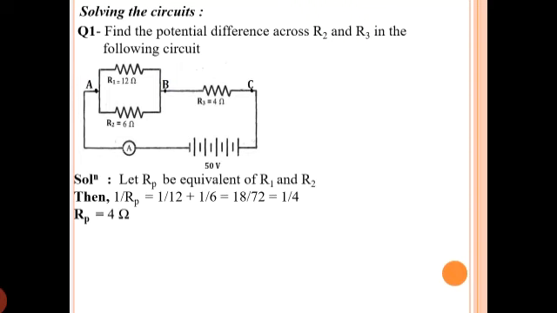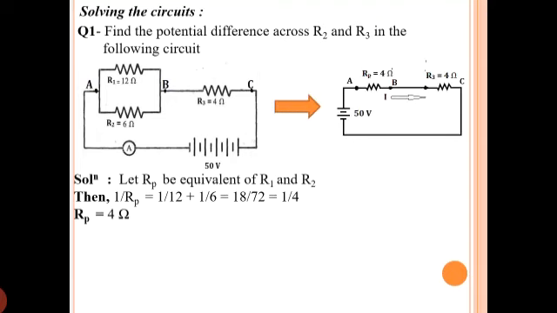If Rp is the equivalent of R1 and R2, we can say 1 by Rp will be 1 by 12 plus 1 by 6. Solving it we get Rp as 4 ohm. So this circuit can be modified into another circuit. Now you can see the next circuit which I have shown to you. In place of R1 and R2, I have placed one resistor only, that is Rp of value 4 ohm, which is nothing but the combination of R1 and R2. This is how we can show the circuit diagram once we have solved a particular part of the circuit.